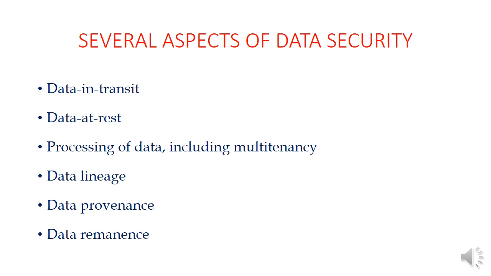So what are the aspects of data security? Data in transit, data at rest, and processing of the data, including multi-tenancy. Data in transit: while sending and receiving data, there may be security breaches. Data at rest: data may be stored somewhere, and it can be accessed by anyone, or an intruder. Processing of the data: many people will be using the data. Then data lineage, data provenance, and data remnants. The first three terms you may be familiar with, so we'll see the last three terms, which play a major role in cloud computing.